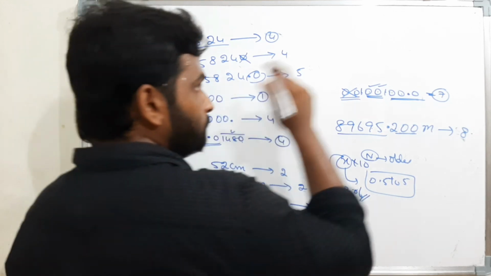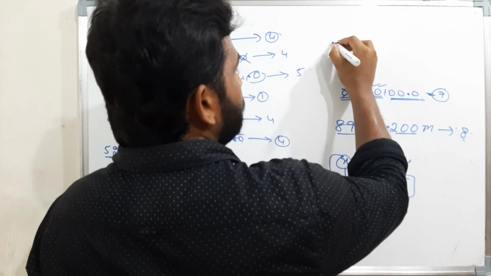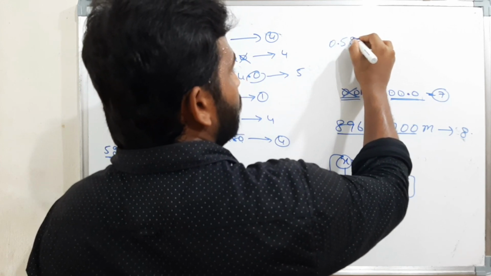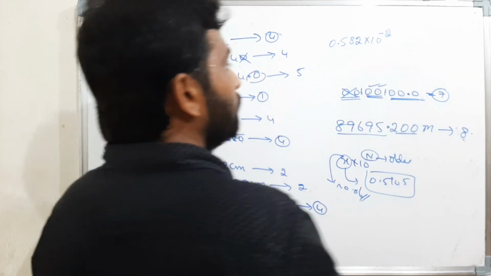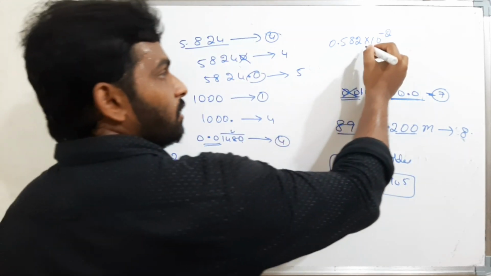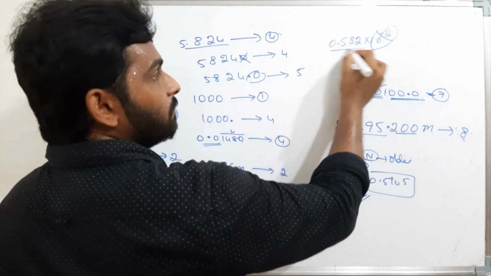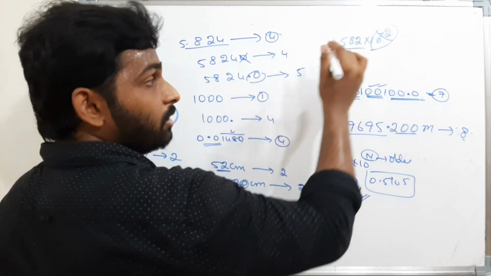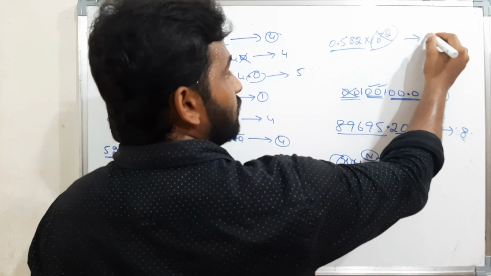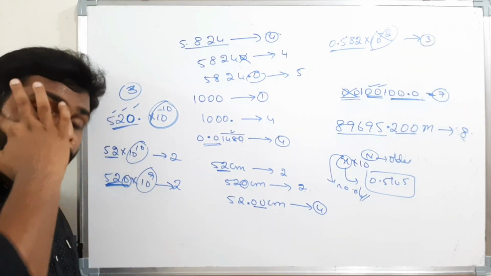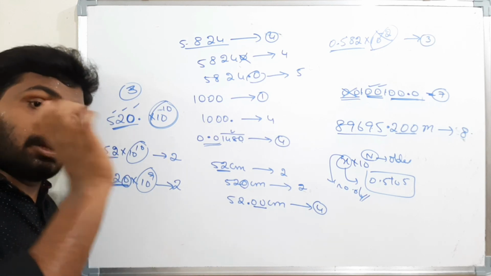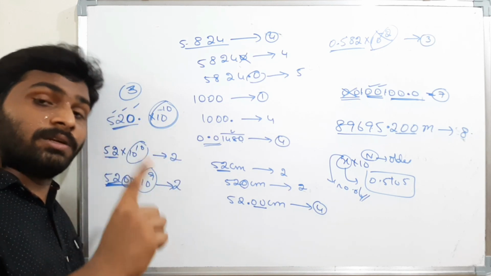Now same with this one. 0.582 into 10 power minus 2. How many significant figures are there? This 10 power minus 2 has no significant figures. Therefore, how many? The left side 0 is not counted. Therefore, 1, 2, 3. The number of significant figures is 3. I think these are clear. What are significant figures? Significant figures are nothing but the absolutely correct values plus one uncertain number.